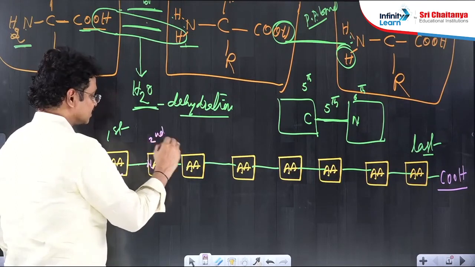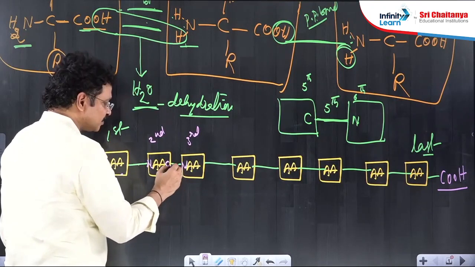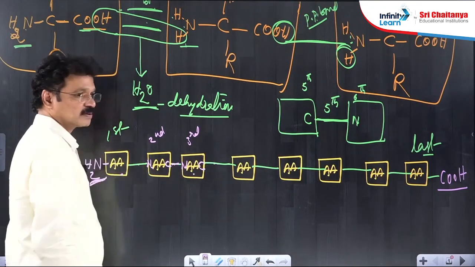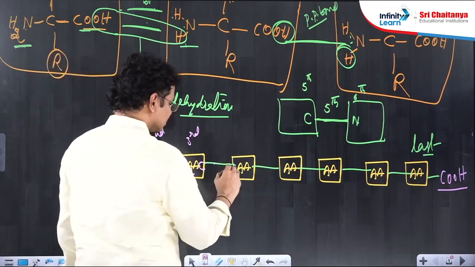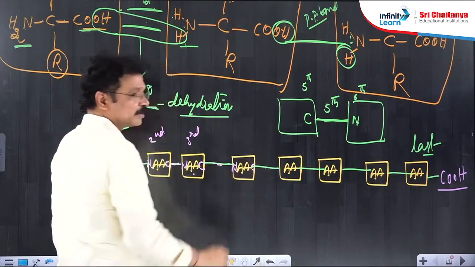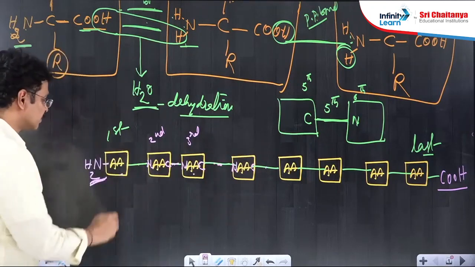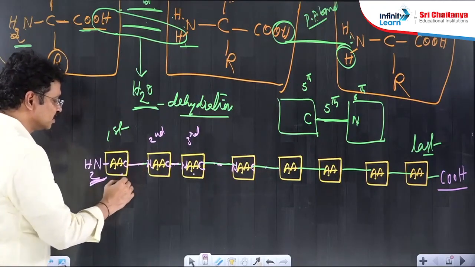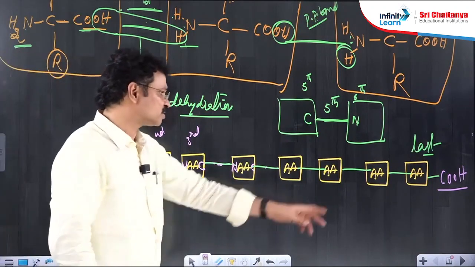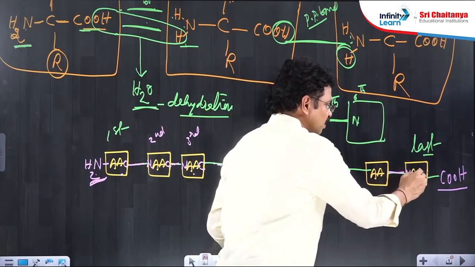It is the second amino acid. This is the third amino acid. Even in the third amino acid, the amino group is engaged with this peptide bond. In the same amino acid, the carboxyl group is engaged with this peptide bond. In every amino acid, the amino group and carboxyl group are both engaged with two different peptide bonds, except the first and last amino acids. In the first amino acid, only the carboxyl group is engaged with a peptide bond, but the amino group is free. Whereas in the last amino acid, the amino group is engaged with this last peptide bond, but the carboxyl group is free.